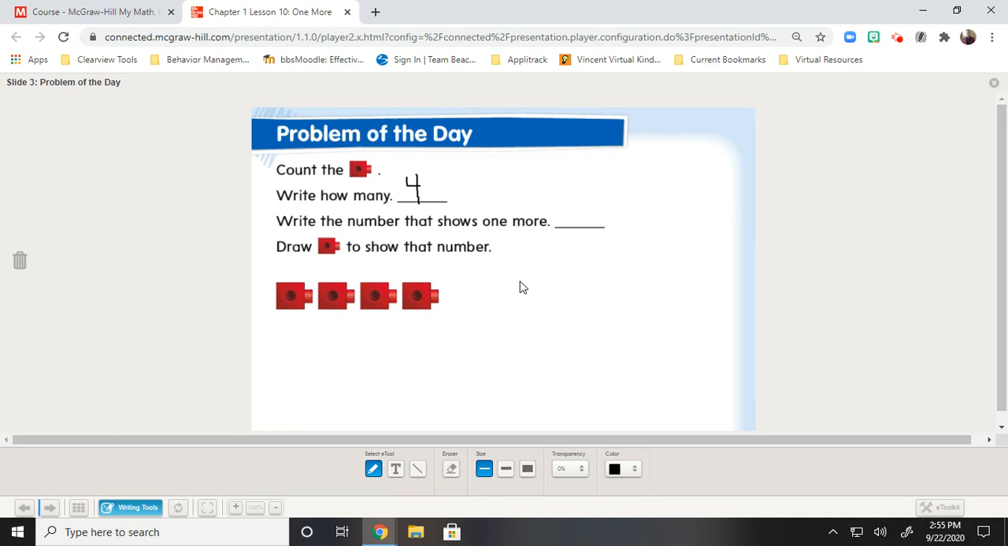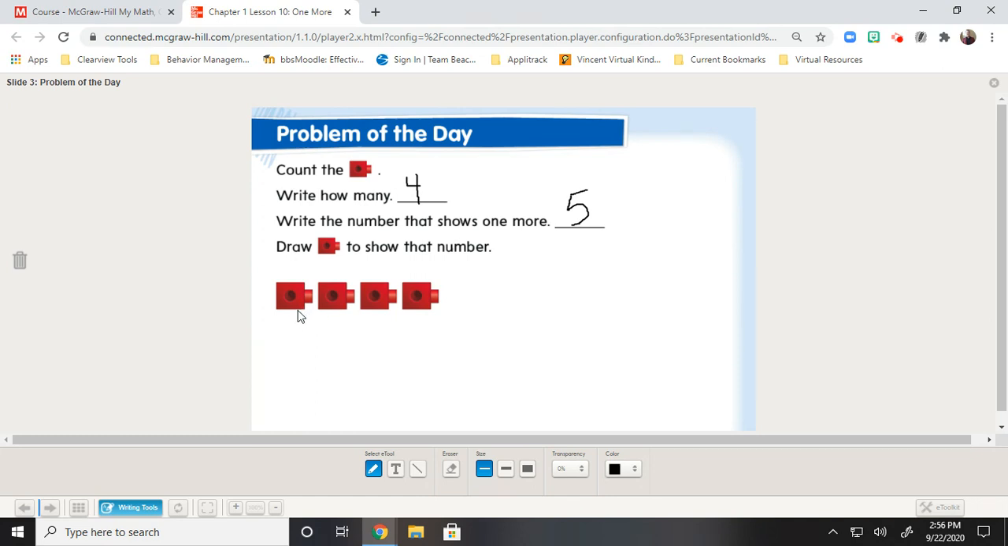What's one more than 4? Let me see. 1, 2, 3, 4. If I add one more, 5. I even used my fingers to find that one out. So I need to write a number 5. Neck and tummy, put on a hat. I am number 5. Then it says draw another block to show that number.